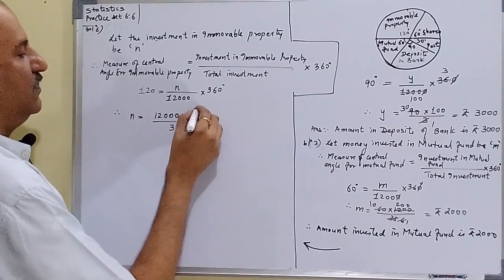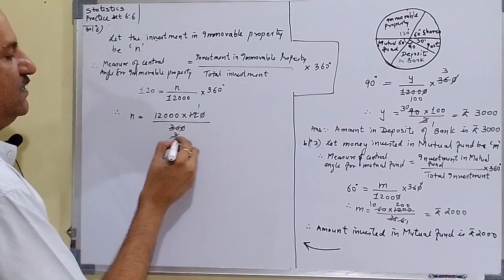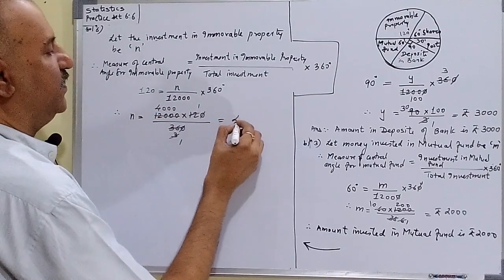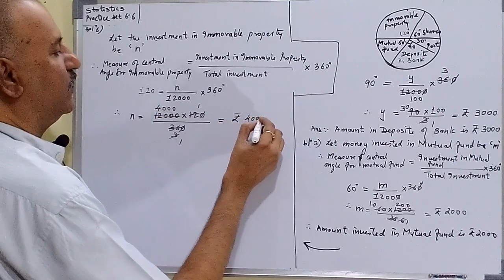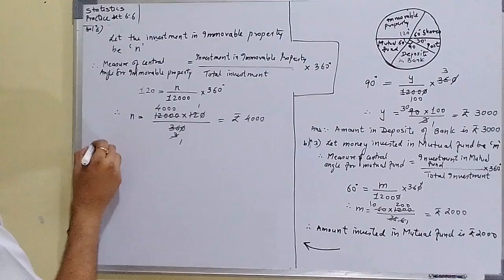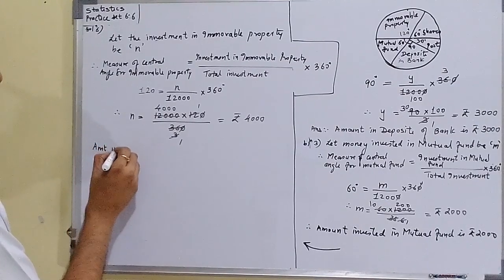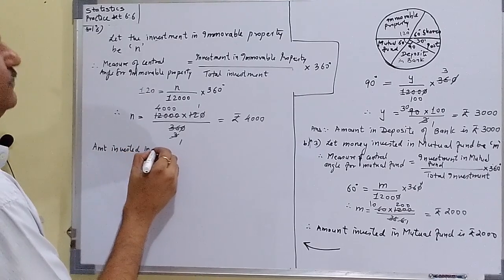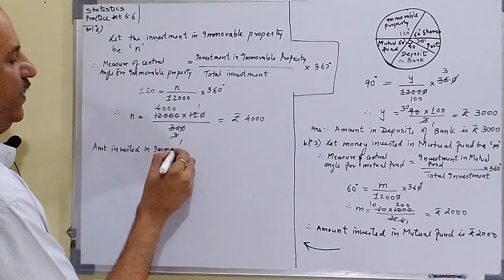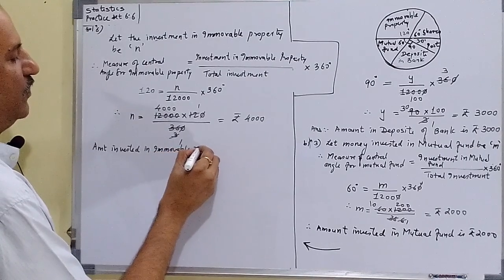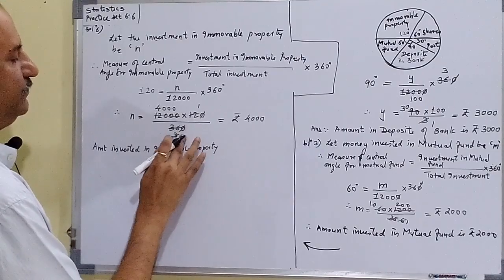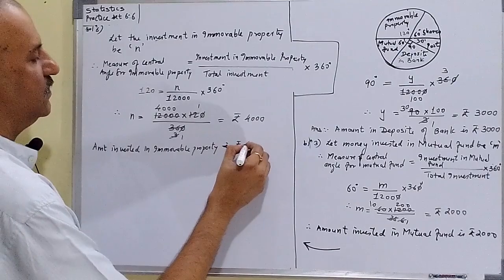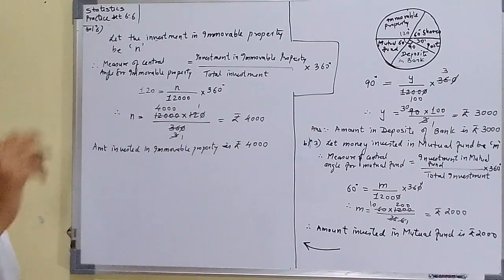Cancel 0 0. 12 ones are 12, 12 threes are 36, 3 ones are 3, and 3 fours are 12. So this is rupees 4,000. So the amount invested in immovable property is rupees 4,000. Now we go to the question they asked.